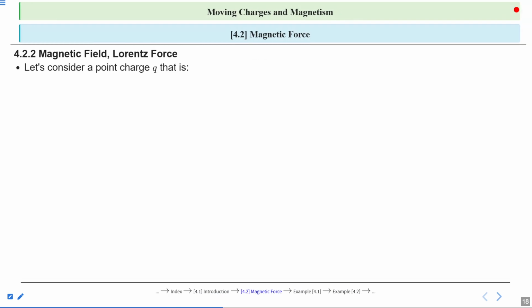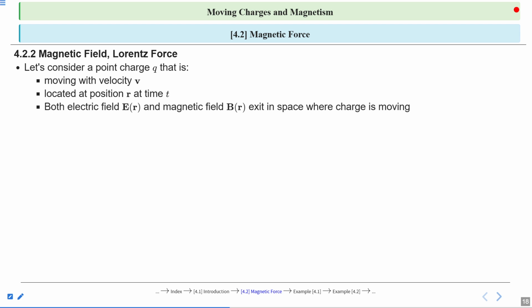So let's consider a point charge q that is moving with velocity v, located at position r at time t, producing both electric field E(r) and magnetic field B(r). That r in the bracket is just showing the position. It is not part of the symbol. The symbol is simply B, and for the electric field the symbol is simply E. This r in the bracket shows the position at which we are measuring the electric and magnetic fields.